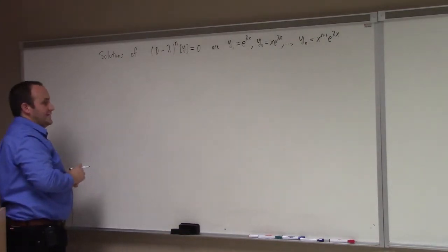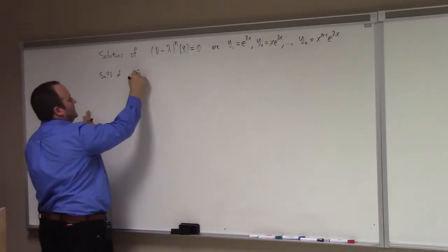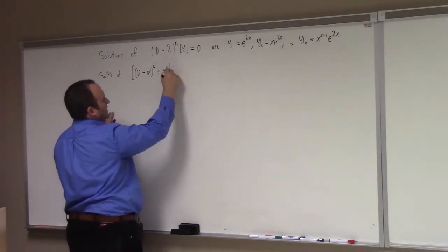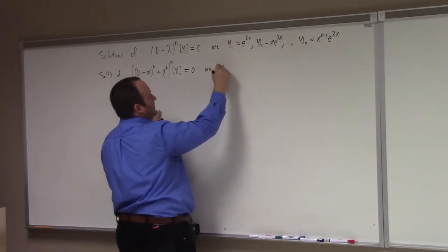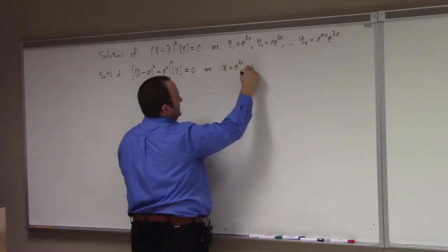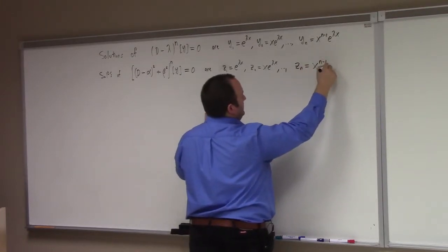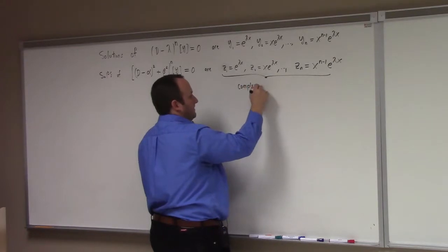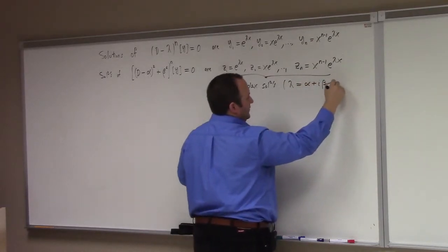And then the thing I started talking about at the end of class was solutions of ((D minus alpha) squared plus beta squared) acting on y. Let's suppose that's to the power n again, equals 0. The solutions are, well, let's say z1 equals e to the lambda x, z2 equals x e to the lambda x, dot, dot, dot, zn equals x to the n minus 1, e to the lambda x, but these are complex solutions. So here we're saying lambda is alpha plus i beta, with beta not equal to 0.